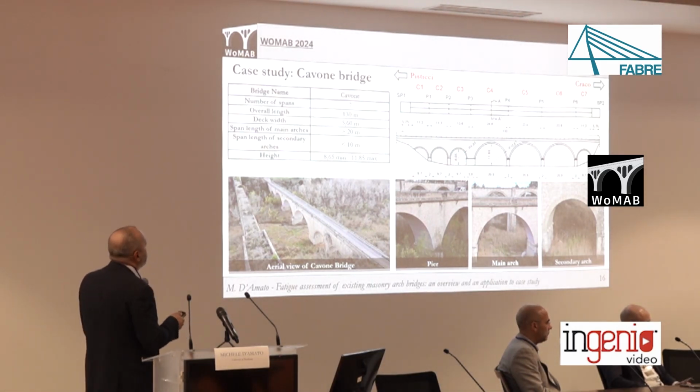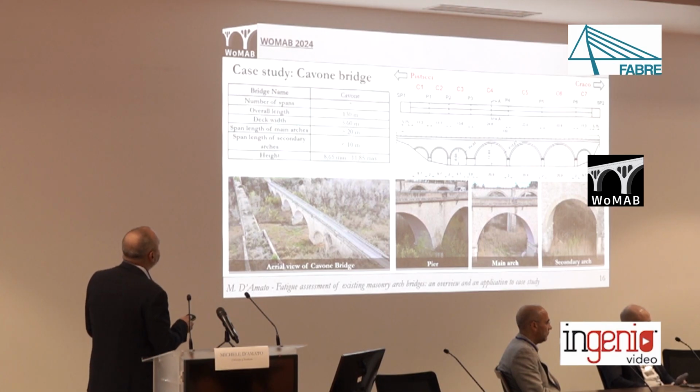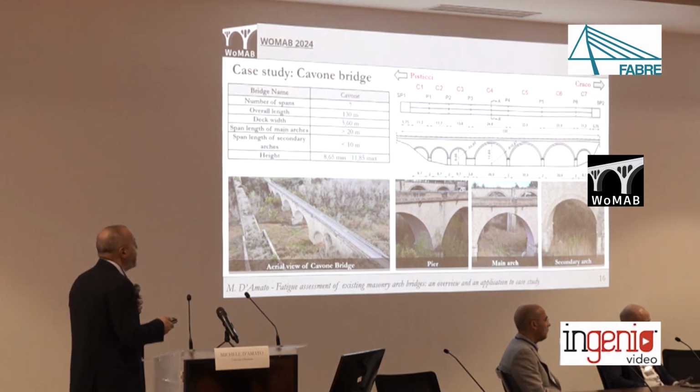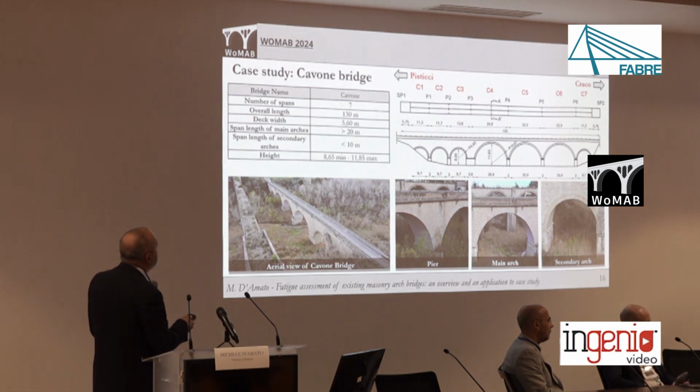Here are reported some pictures of the case study. It is a multi-arch masonry bridge. It is still in service, serving a provincial state road in the province of Matera. The bridge is named Ponte Cavone. It takes the name from the crossing river. It is covering a total length of about 130 meters.